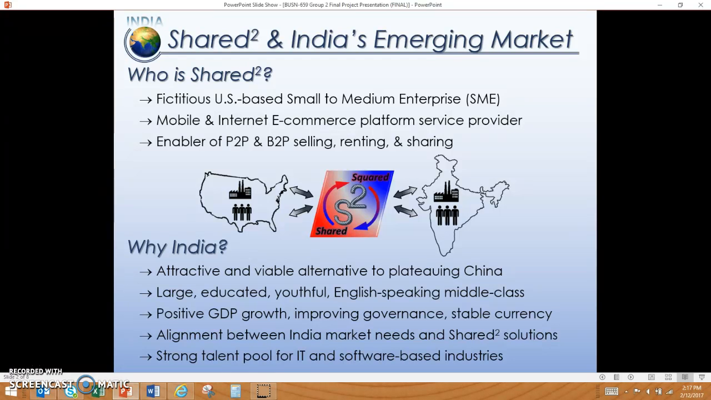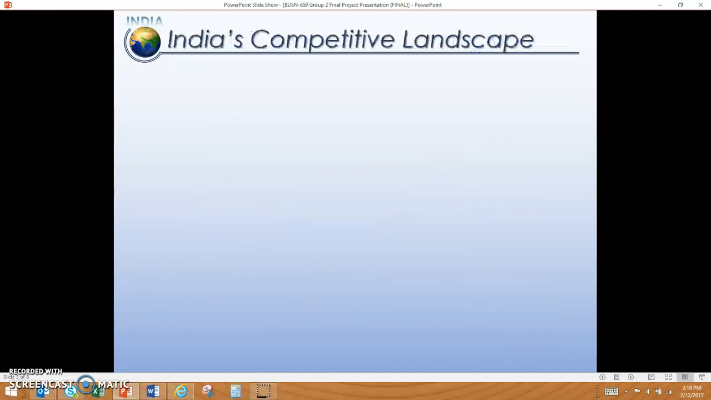Why India? India was selected over China partially due to China's plateauing growth, rising costs, and political ambitions. India has an attractive youthful demographic with a large middle class that's English-speaking and well-educated. India's economy boasts impressive sustained GDP growth, and the sitting government is working to address corruption and bureaucracy. Shared Squared's product solutions fill a sweet spot in India's market needs and is positioned to leverage India's vast, well-trained IT and software development talent pool.